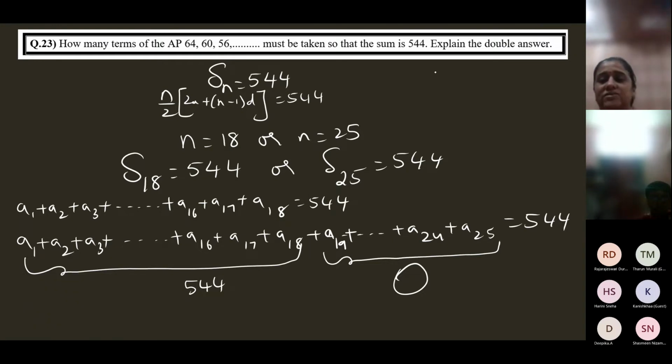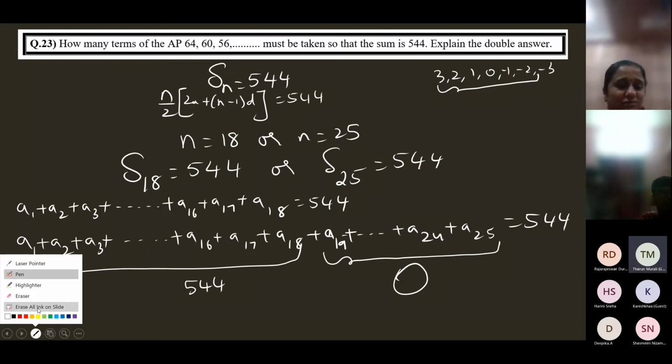Supposing you have the numbers like this: 3, 2, 1, 0, -1, -2, -3. Now, what is the sum? What is the sum, children? What is the sum of all these terms?